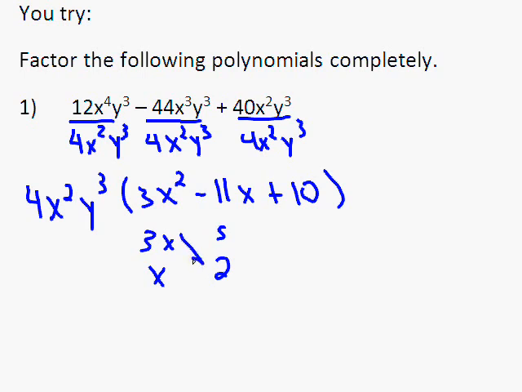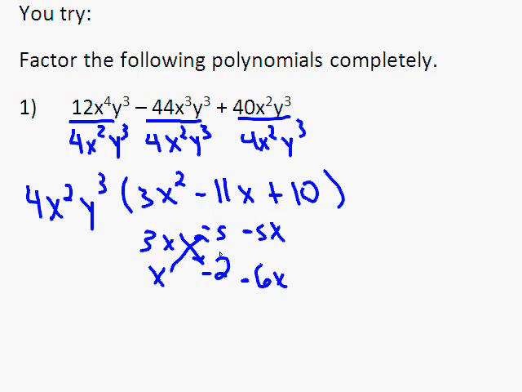So next thing I'm going to try is multiply diagonally. 3x times 2 is 6x. x times 5 is 5x. When I add those together, I do get 11x, but I need a negative 11x. So I can change my signs. That gives me x times negative 5, which is negative 5x. 3x times negative 2 is negative 6x, which does add to negative 11x.